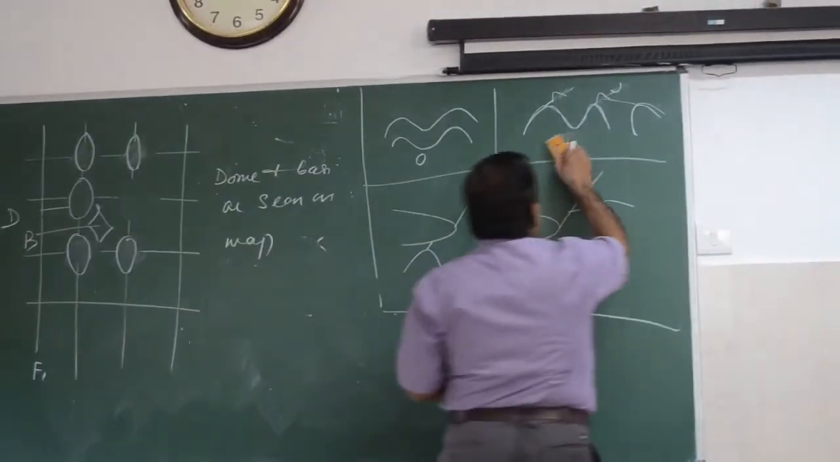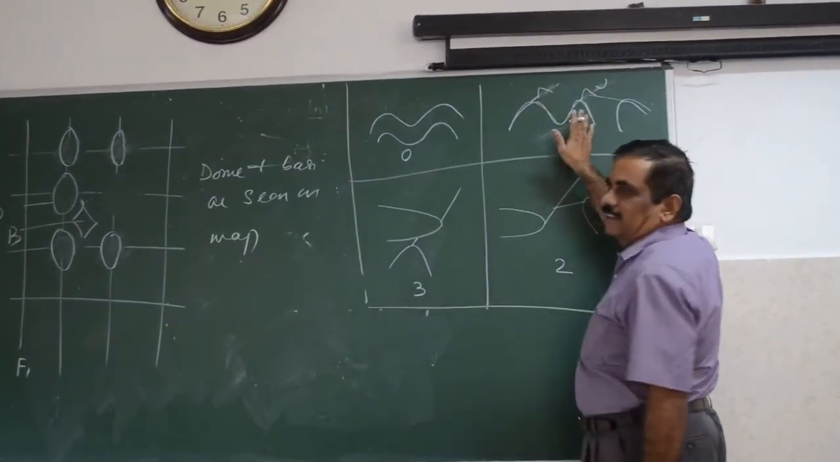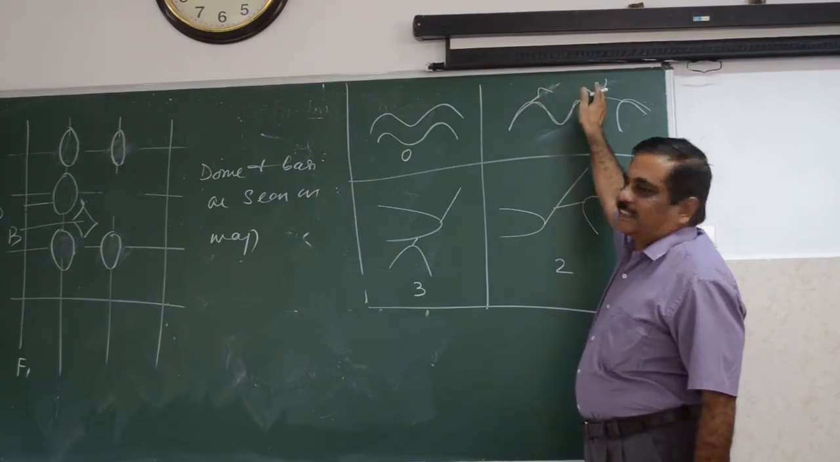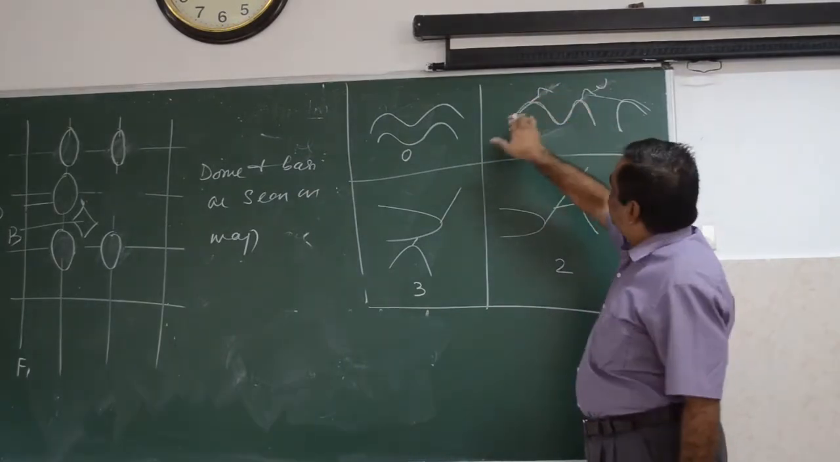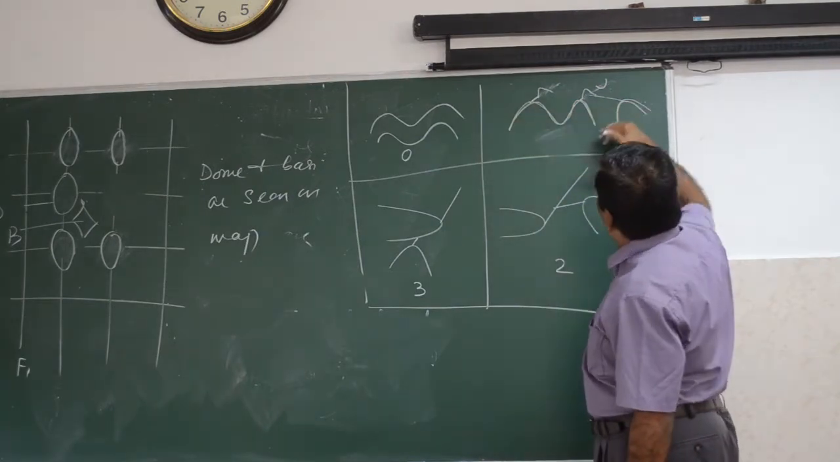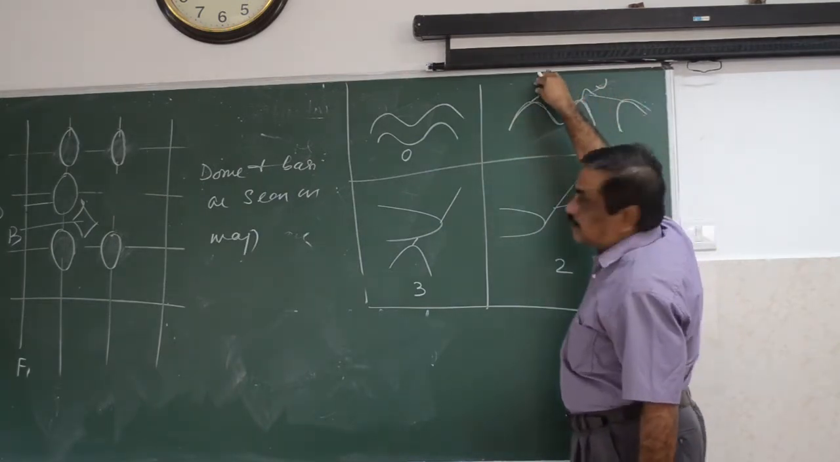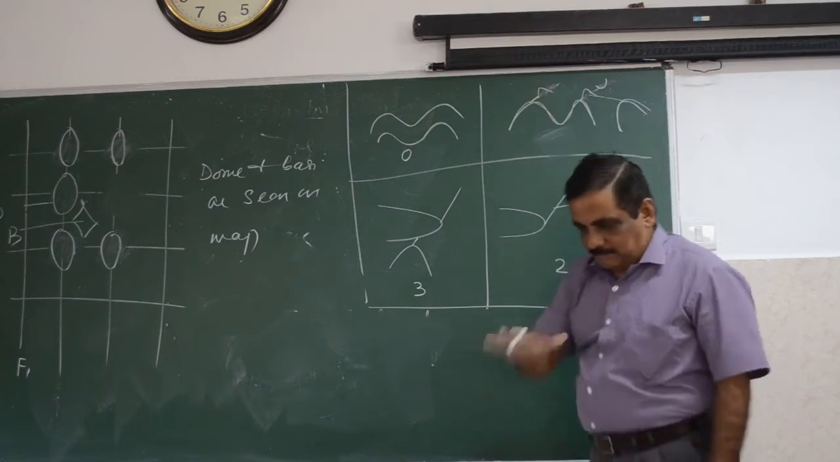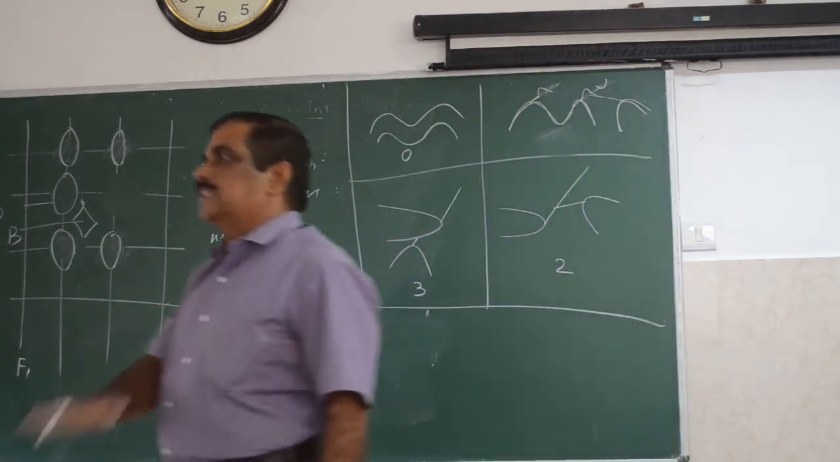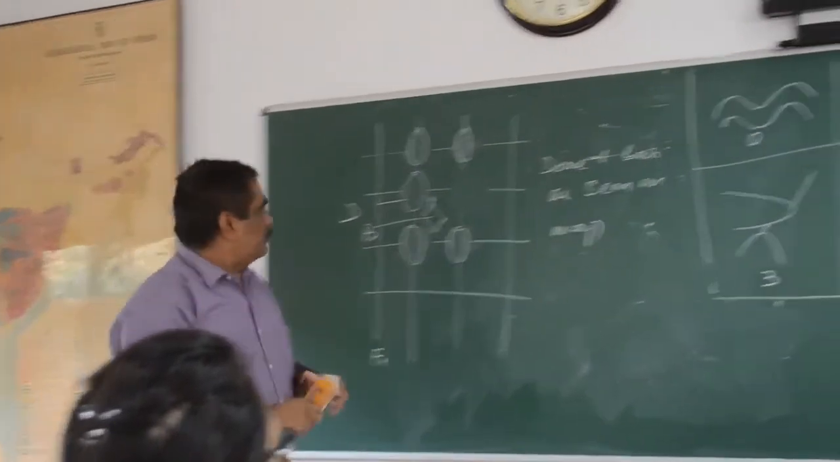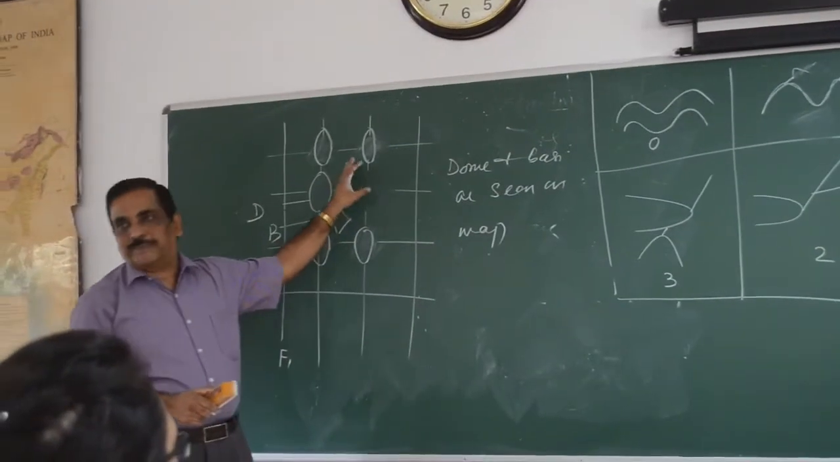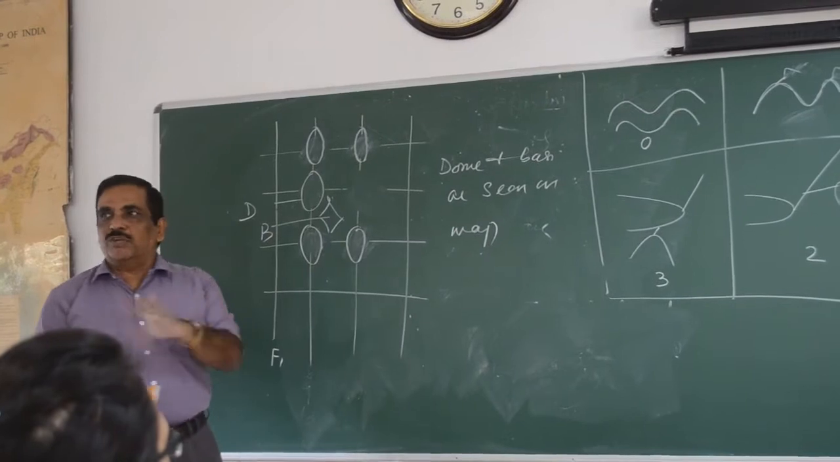If you see a section like this, it will not be visible. These domes and basins will be visible on the horizontal surface. Because this wave is going like this, the other wave is going like this, so culminations will happen on the map view, on the horizontal surface. You follow this point? That is why it is called the map view of type 1 interference pattern. On a section you will not see it.